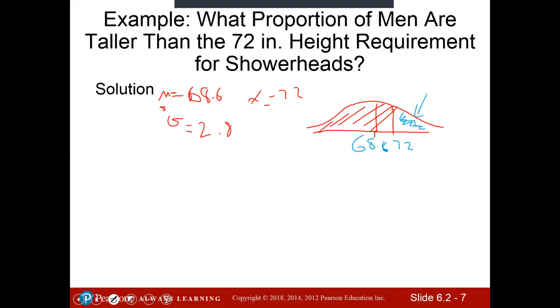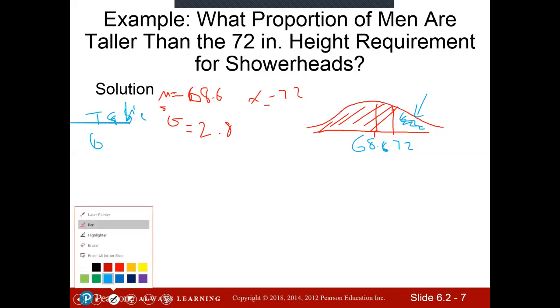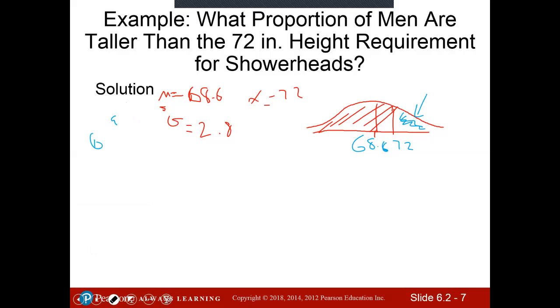All right, now step one: we are using the table to find this probability. So I'm using the table. Then I need to find a z-score that corresponds to this, given by what? X minus mu divided by what? The standard deviation.